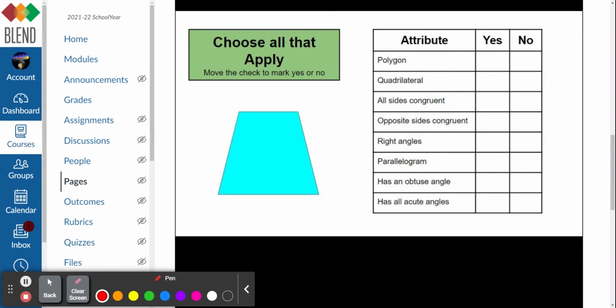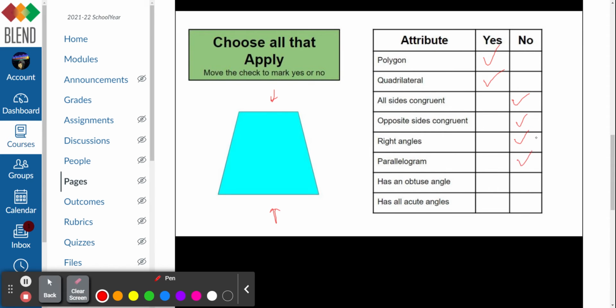Welcome back. So we're looking at a polygon. Yes, it's got straight lines and an enclosed figure. Quadrilateral, 4 sides. So that's yes. All sides congruent? No. This side over here is definitely shorter than this side, so that's a big fat no. Opposite sides are congruent? Maybe on the left and right side, but the top and bottom, that's no again. Right angles? Nope. Do not have right angles.